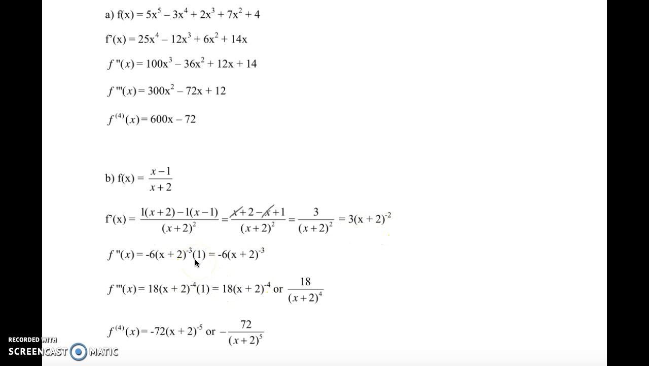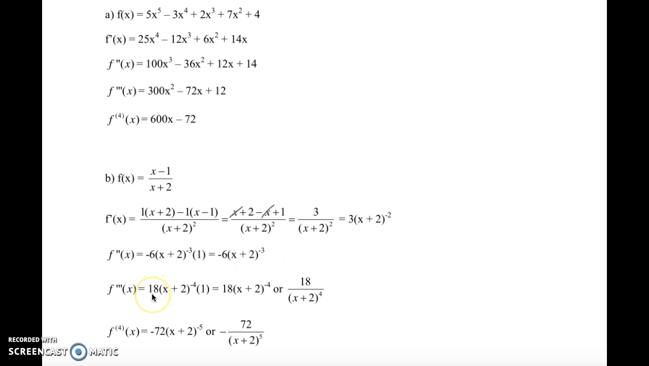So remember, the chain rule sneaks in. A lot of times, always be ready for the chain rule to appear. Combining like terms, 1 times the negative 6 isn't going to change anything. And again, we're going to go ahead and leave this as a negative exponent because we still have 2 more derivatives to go.